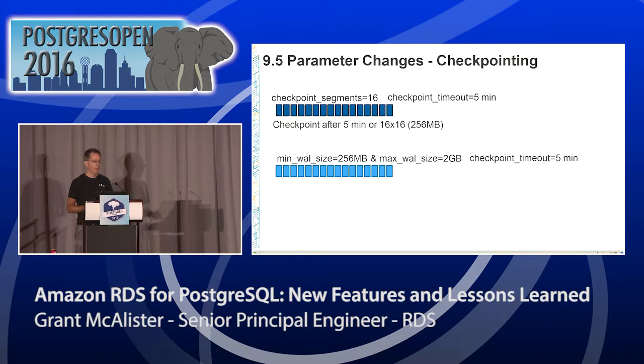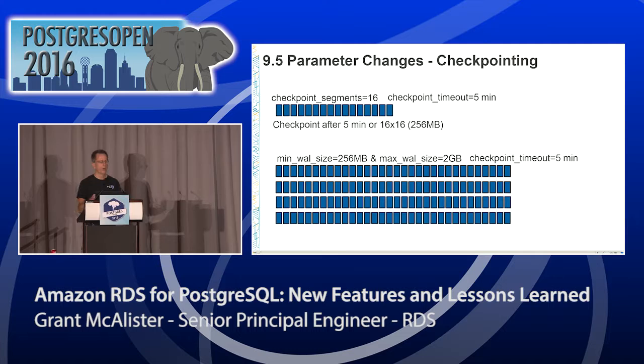With 9.5 and above, now we have two new parameters: min_wal_size, which is essentially like checkpoint segments in that that's the starting value, and max_wal_size. So in that same sort of model, you use up the 256 meg, but instead of checkpointing, now you'll just continue to increase your segments until you grow out to essentially that whole 2 gig. And at that point, you're going to checkpoint.